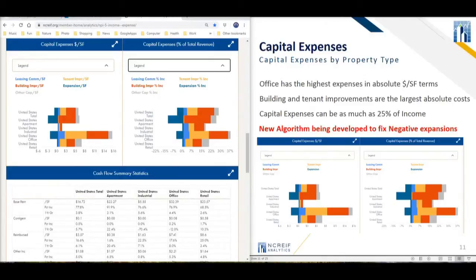Office has the highest capital expenses, due in part to high tenant improvements. A new algorithm is being developed to fix the negative expenses shown in the chart that appear to be an accounting reversal to building improvements. For a full description of what's included in each category, see NCREIF's knowledge base.